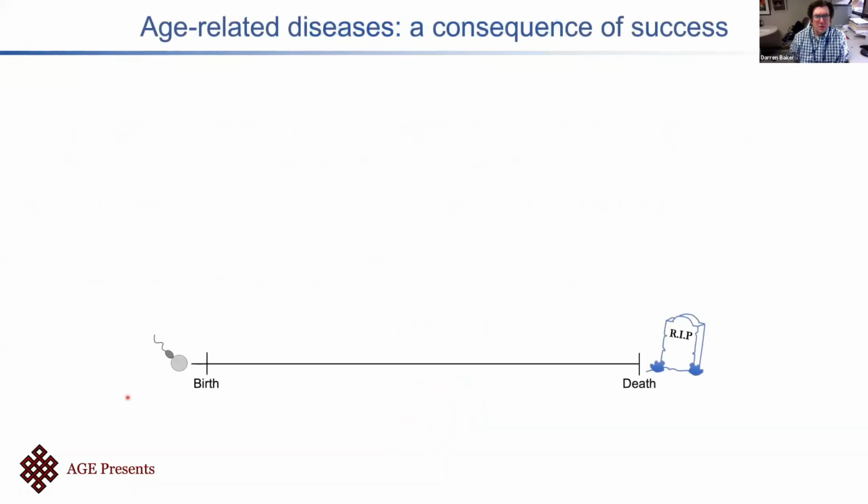I think about age-related diseases maybe a little differently than others. I think about age-related disease more as a consequence of our success over time. With any organism, especially if we're talking about mammals, there are two parts of our lives that are not negotiable: the period when we're born and the period when we die. Those are things that we can't control.